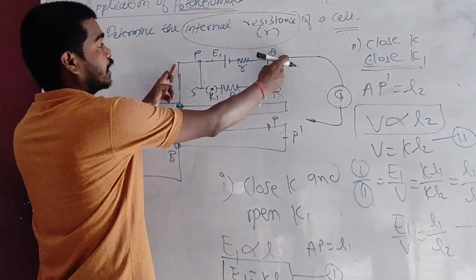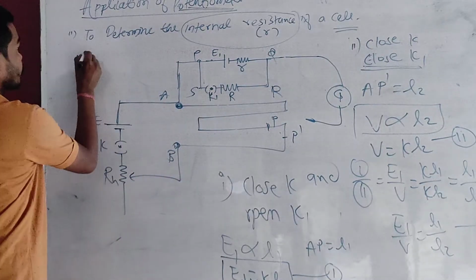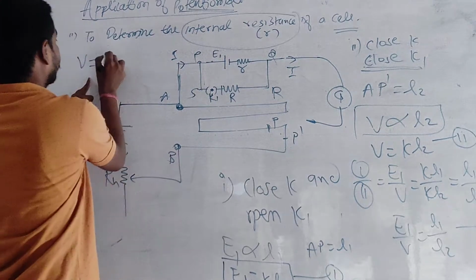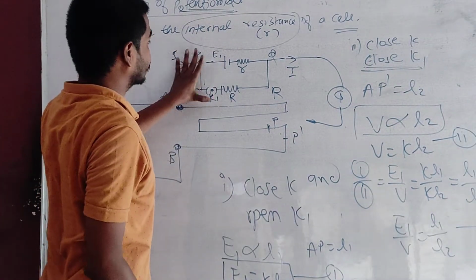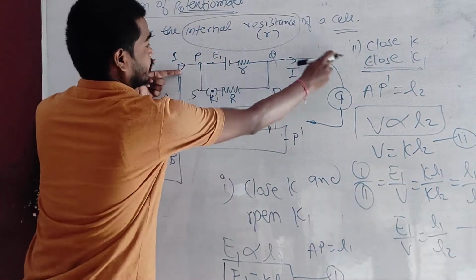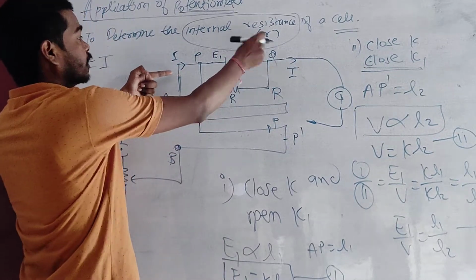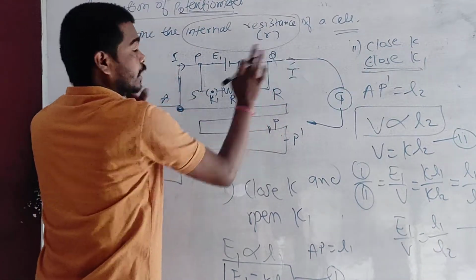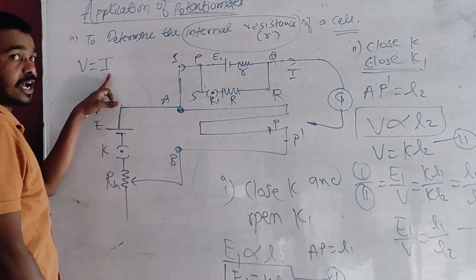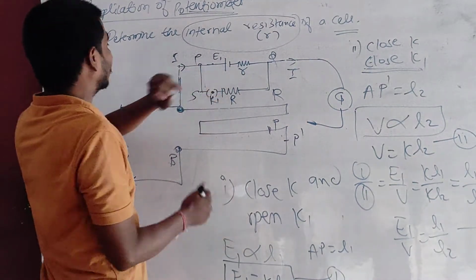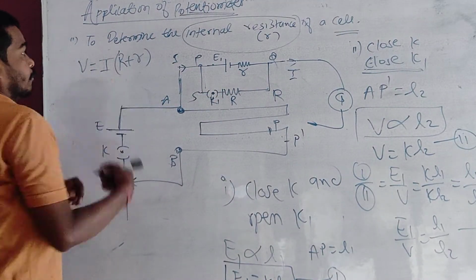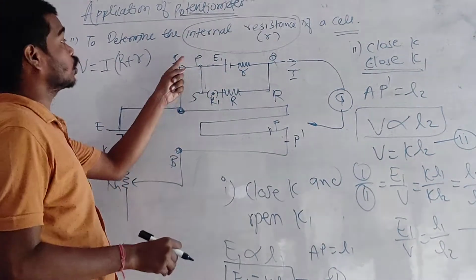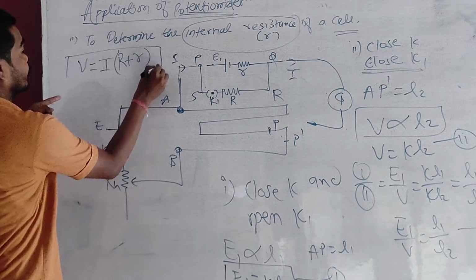Let V be the total potential difference. The total current flowing through the circuit is I. I is the current passing through the closed loop. The total potential difference we consider is V. This is V, this is current I. And what is the total resistance? Capital R plus small r. According to Ohm's law, by applying it to the closed loop PQRS, we can write like this.